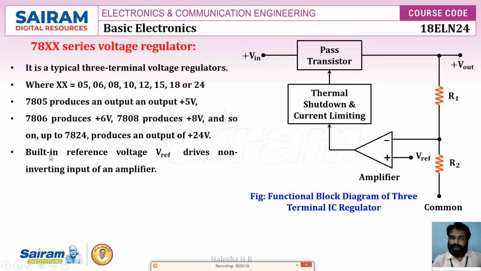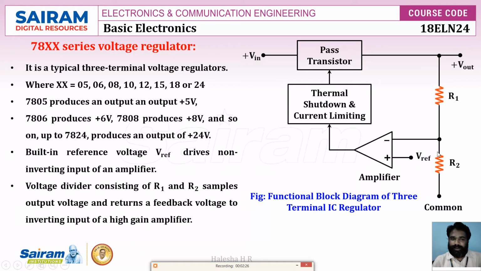As we have a built-in reference voltage, V reference drives the non-inverting input terminal of an amplifier, this one. And then the voltage divider. This is the voltage divider consisting of the resistors R1 and R2. It samples the output voltage and gives it as feedback to the inverting input of a high gain amplifier. This is the amplifier.